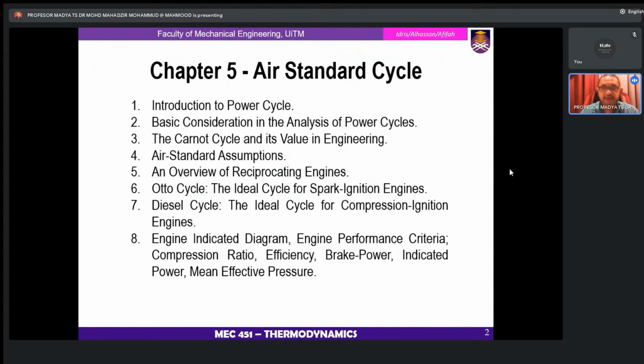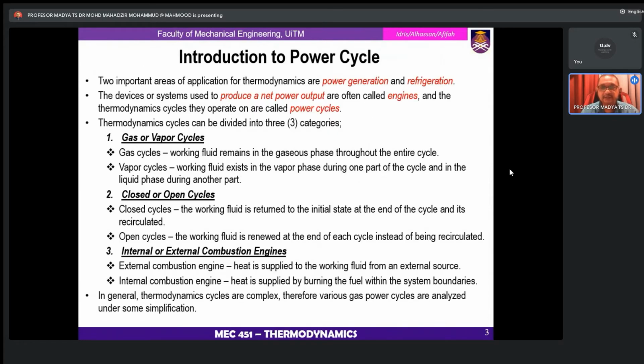Okay, in this chapter, part 1, I will give a lecture based on the introduction to power cycles. Number 2, basic considerations in the analysis of power cycles. Number 3, the Carnot cycle and its value in engineering. And number 4, air standard assumptions. That is for part number 1. Okay, students, may I proceed with the lecturing? Okay, let's look at the introduction to power cycles.